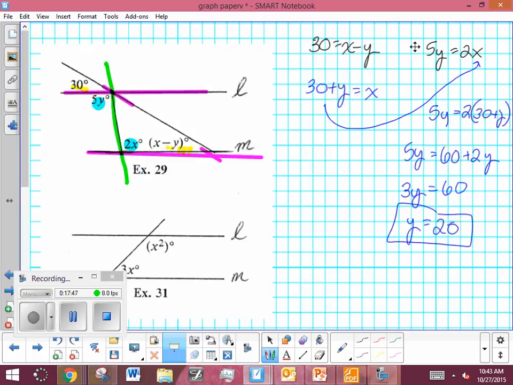Now, if I want to find x, I can plug that back into any one of these three original equations that I came up with. So let's come back up into this one. And if 30 plus y is x, and 30 plus 20 is x, so x has to be 50 in this case.